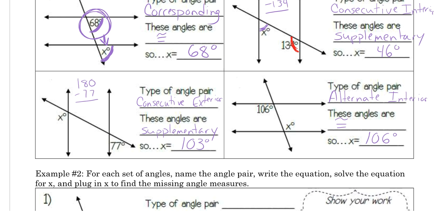We know that alternate interior angles are congruent by rotation. And since they are congruent, that means that x is equal to 106. If you didn't understand that, go back and look up at the notes and try to work through that.